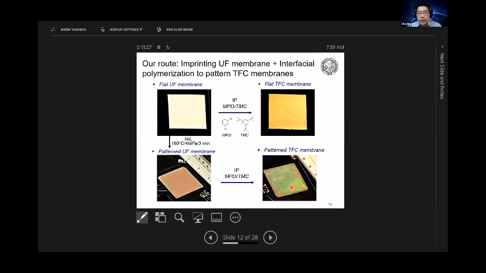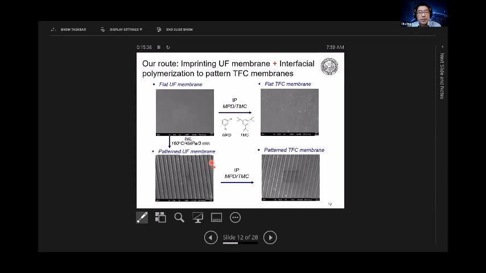Majority is green now, right? But you do see a lot of area of defects for sure. I mean, that's our base control essentially. But you can grow essentially an IP layer on top of it. And here's the SEM look at the virgin UF membrane. And again, if you grow a polyamide, that's what it looks like.